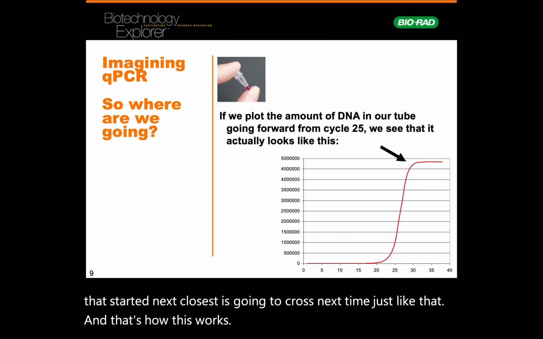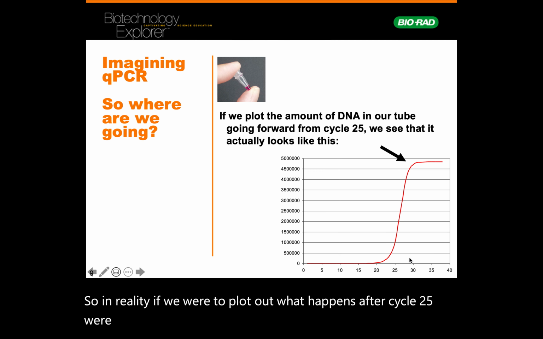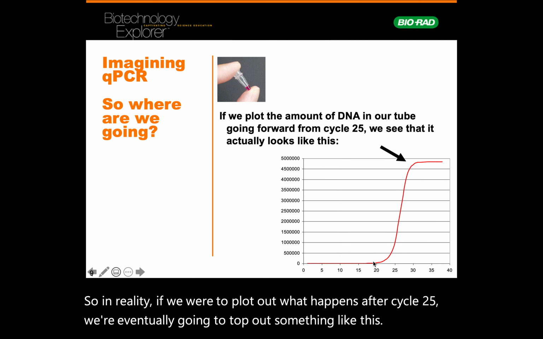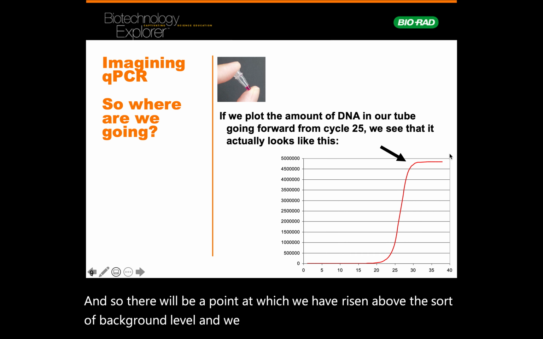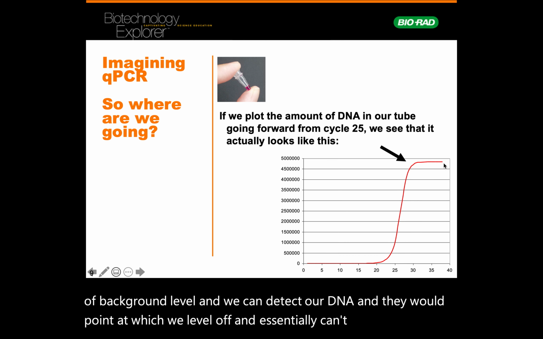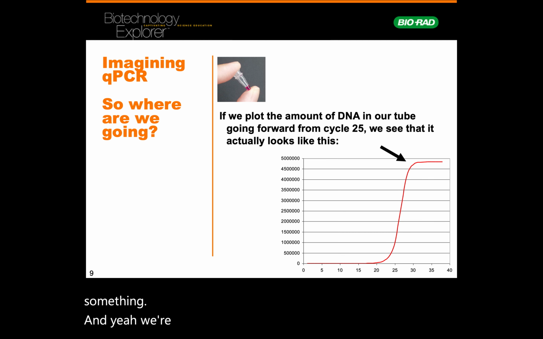So in reality, if we were to plot out what happens after cycle 25, we're eventually going to top out something like this. And so there will be a point at which we have risen above the sort of background level and we can detect our DNA. And there will be a point at which we level off and essentially can't make any more DNA because we ran out of nucleotides or Taq polymerase or something. Yeah, we're just out.